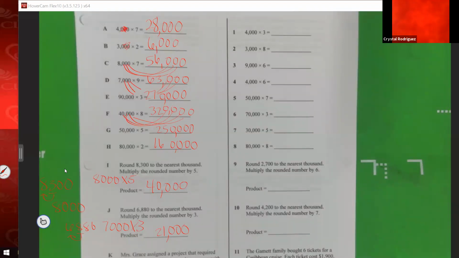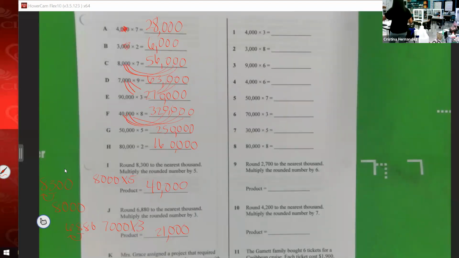Look at the other one. Ooh, do we have this? Because I have to move the paper up. I can't see.